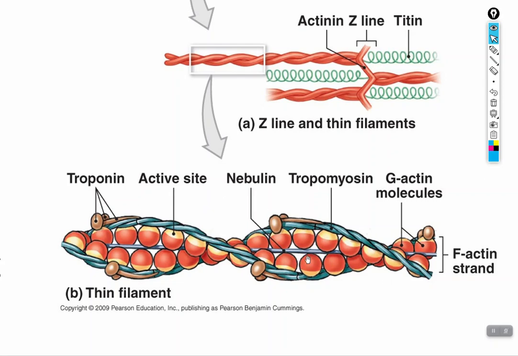Nebulin is just basically the axis along which the F-actin orient themselves. So it's the central core. It forms the base structure, so to speak. It doesn't actually participate directly in muscle contraction, which we also call cross-bridge formation. It's more of an axis along which all of the other things polymerize, if that makes sense.